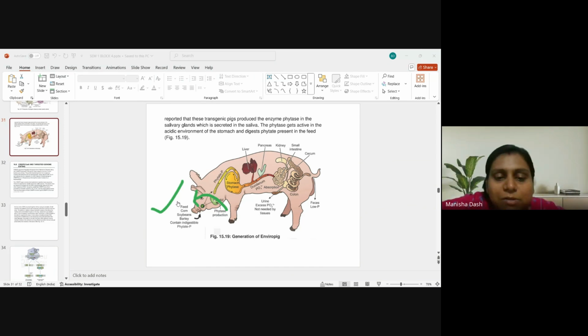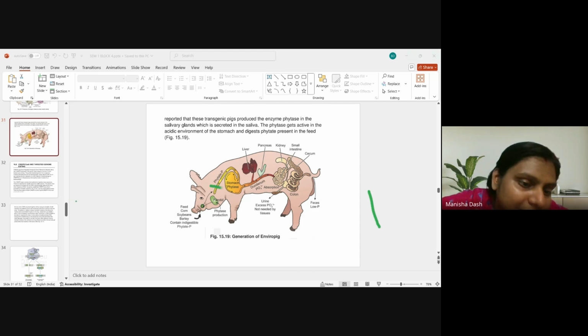Because this has been transgenically designed or genetically modified to reduce the phosphate accumulation. Okay, so here you can see this is the food that the pig is consuming, but inside its digestive tract, as you can see, there is a phytase P. So this enzyme, or the gene encoding this enzyme, has been introduced into the pig. So what will this do?